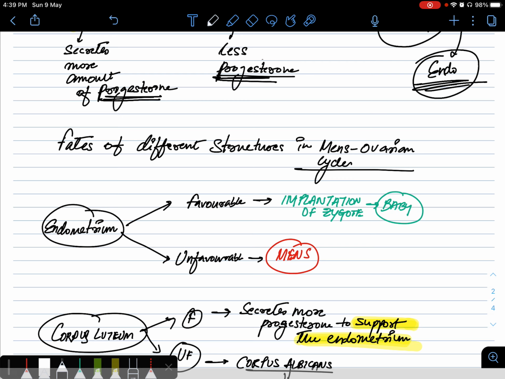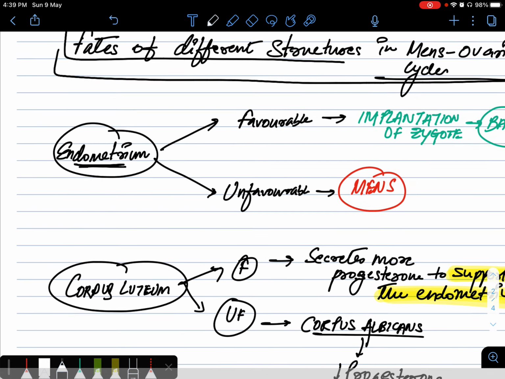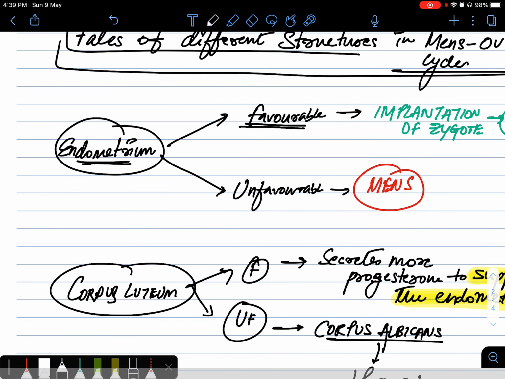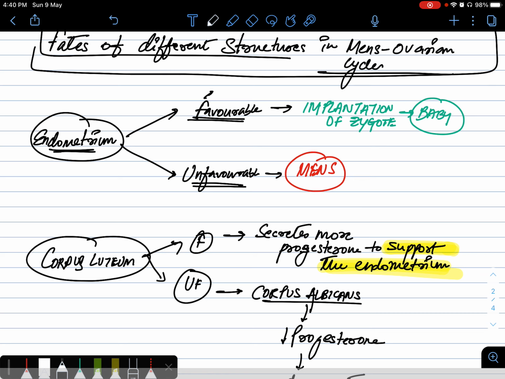Now we'll learn the fates of different structures in the menstrual and ovarian cycle. So the endometrium, what will happen? There may be two things that can occur: if the conditions are favorable and if the conditions are unfavorable. Favorable means that there is fusion of the secondary oocyte and the sperm, and there is conception. Basically, a baby will be formed. The zygote is formed, which will later implant. So if it's favorable, the endometrium will keep growing, and it will support the pregnancy.